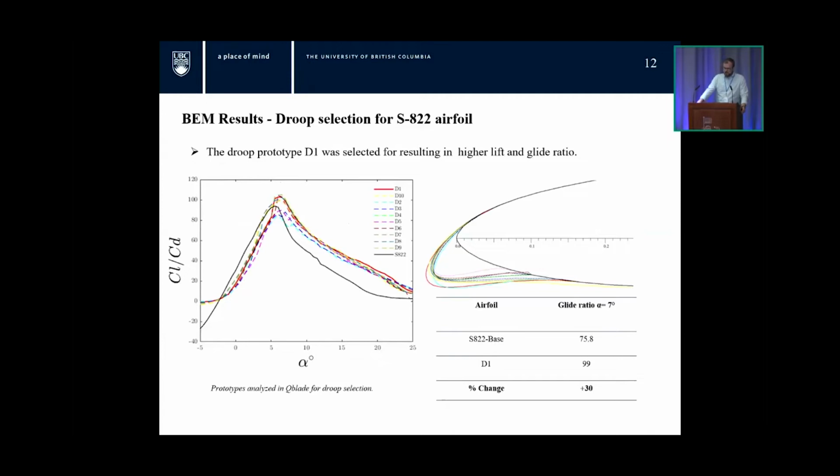Here are the results of our droop selection exercise, which we did in BEM. The different lines correspond to different droop shapes that we used on the right-hand side, and on the left-hand side is the glide ratio, or the ratio of lift and drag coefficients, as a function of angle of attack for all the different droops, and then the solid black line corresponds to the base airfoil without any droop attached to it. And we can see that the different droops have various shapes and various aerodynamic impacts. The best one is labeled D1, it's the solid red line, and what we see is a 30% increase in the glide slope ratio, which means it's augmenting the aerodynamic performance quite appreciably.